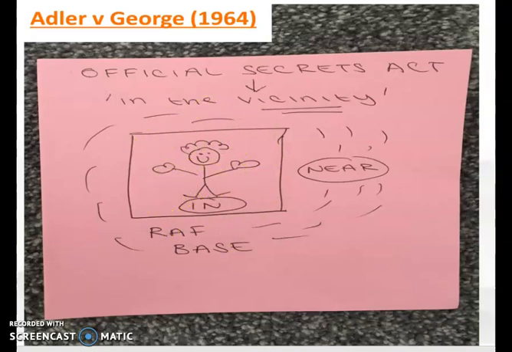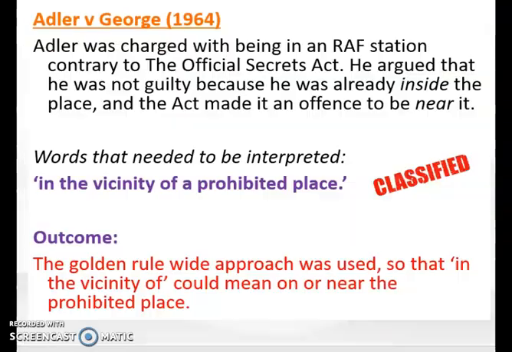So he tweaked the meaning of the words so that he could find this character guilty of an offence. So if I come on to the next PowerPoint slide here, you can see that we've got the facts that I've just described to you written here, where Adler was being charged with being in an RAF station contrary to the Official Secrets Act. And as I've just said, his argument was a good one, actually, that he was not guilty because he was already inside the place and the Act made it an offence to be near it.